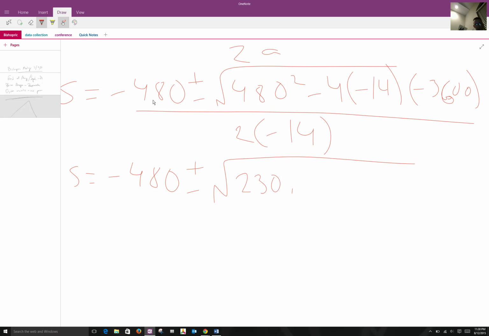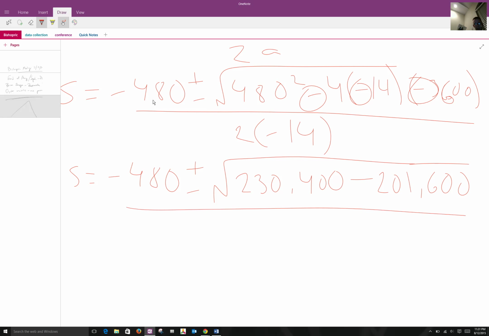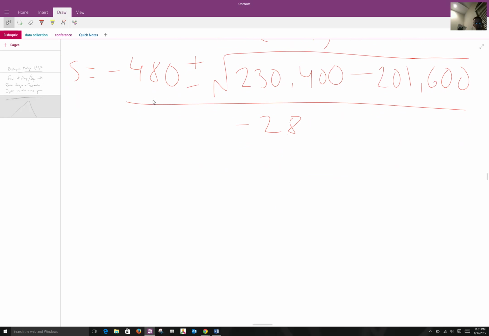And then you'll notice we've got 1, 2, 3 negatives here, which means 3 negatives make a negative. And then we're going to take 4 times 14 times 3,600. And that's going to get us 201,600. Okay. And then down below we've got 2 times negative 14, which is negative 28. That's looking pretty good as far as simplifying goes, but there's one more thing we can do under that radical. We can combine those terms.